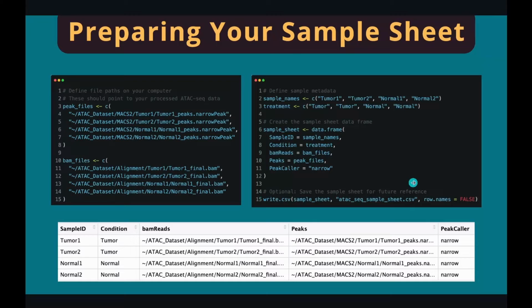Or you can make the sample sheet in R. Just put the contents of each column into a vector, and then assemble the vectors into a data frame, and then save the data frame onto your computer. Note the peaks here are called by MACS2. Yes, the MACS2 output can be directly used as input of DiffBind.